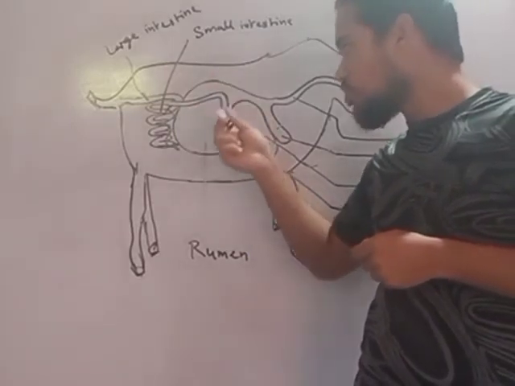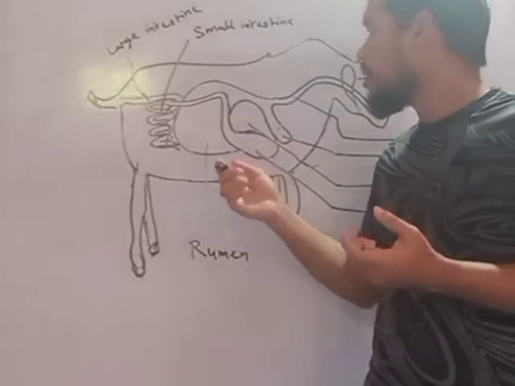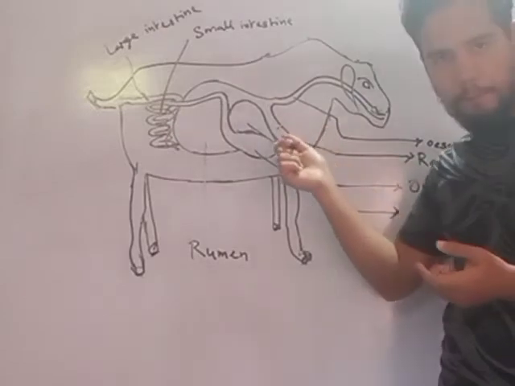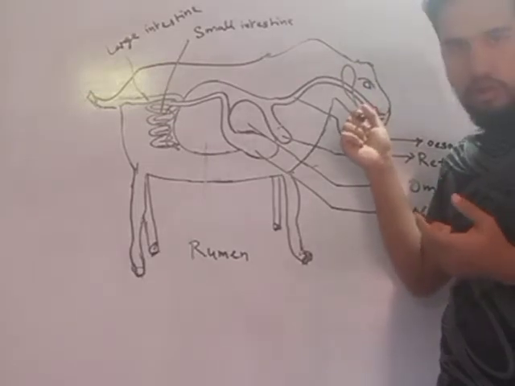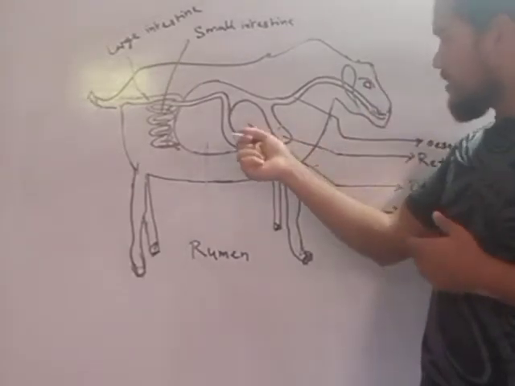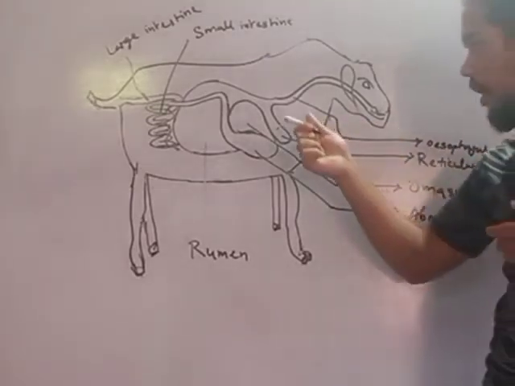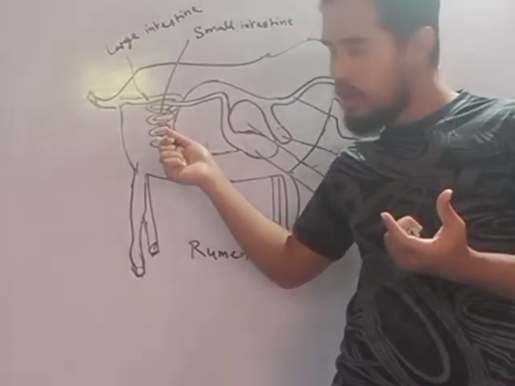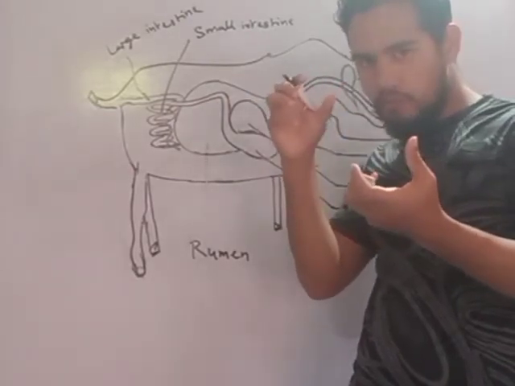Then some gastric juice in the rumen helps to digest the food product. Then the food product again comes from the rumen up to the reticulum, and from the reticulum it goes again into the mouth, where the food product is completely broken down and sent into the omasum. From the omasum it goes to the abomasum, and from the abomasum to the small intestine, like humans. In the small intestine, the nutrients are absorbed from the food product.